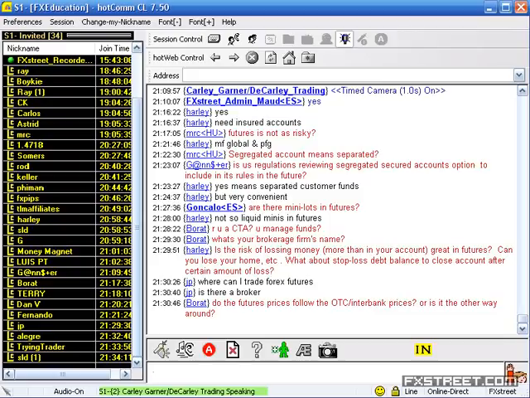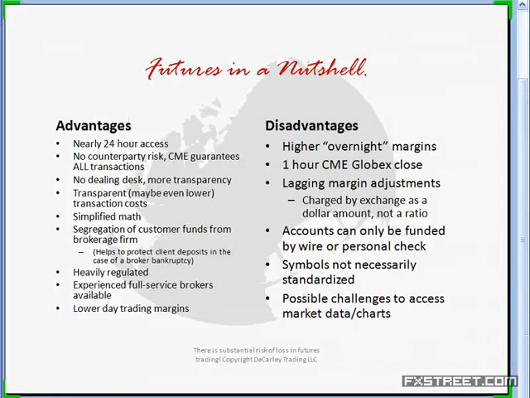We talked about segregation of customer funds from brokerage firm funds in futures. Again, brokerage firms, Forex or futures, don't go bankrupt every day, and it might only happen once every 10 years. But I'll tell you what, if you're one of the people that has an account with a brokerage firm that goes under, once in 10 years is more than enough, trust me. And you're going to be much better off if you have money in a futures account as opposed to a Forex account.